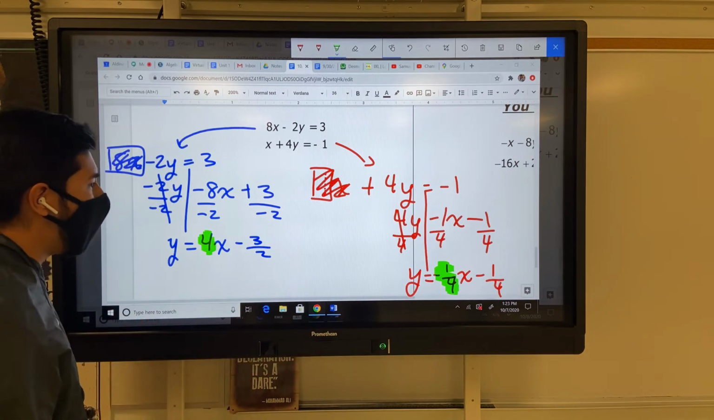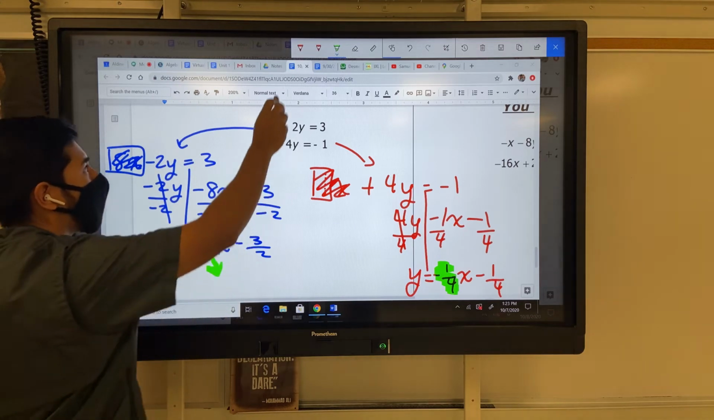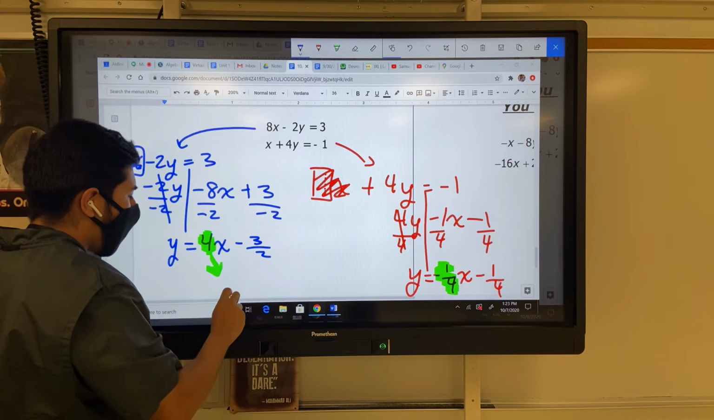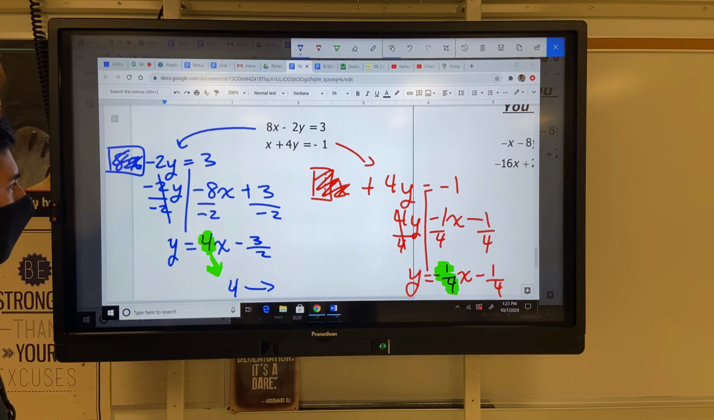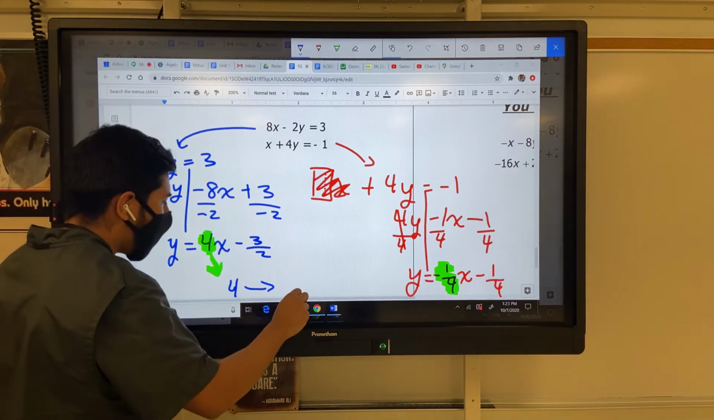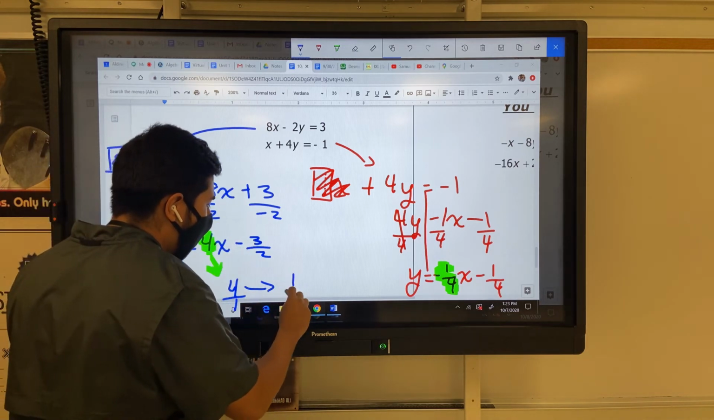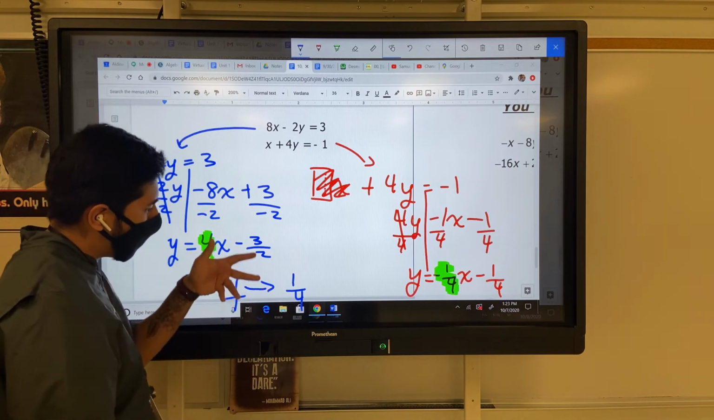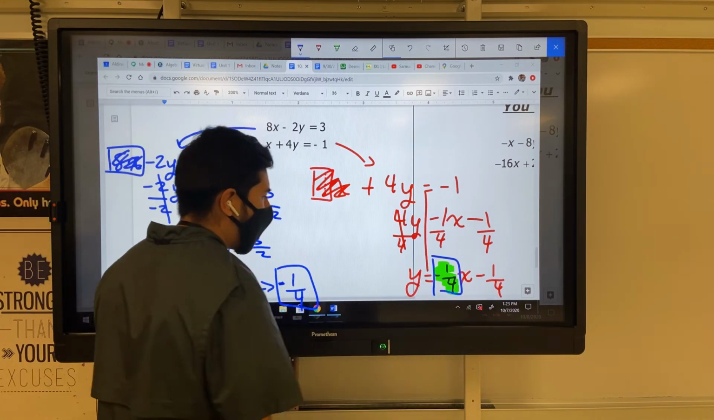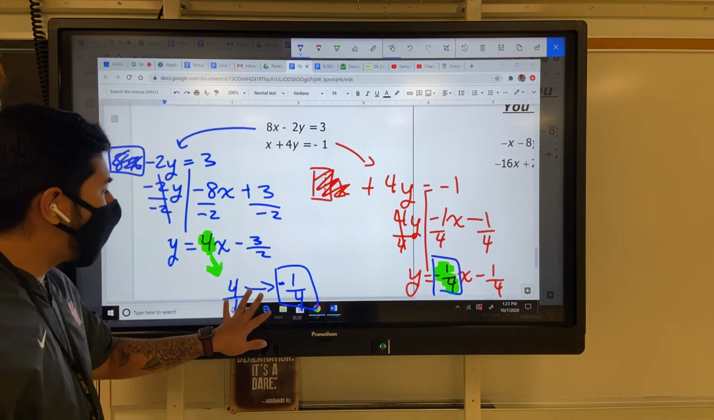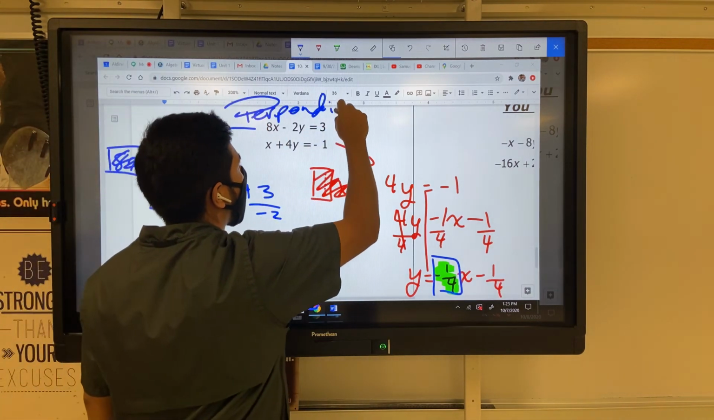No, so it's not parallel. But are they perpendicular? I don't know. Let's check it out. I'm going to bring down this 4. So if I change this 4, remember, don't forget to put it over 1. We flip the numerator and the denominator, and it goes from a positive to a negative. So is this negative 1 over the 4 the same as this? Yes! So since we have to flip this, this problem is perpendicular.